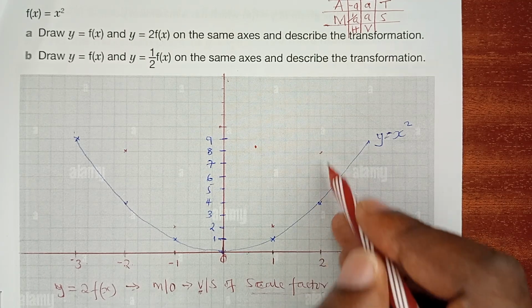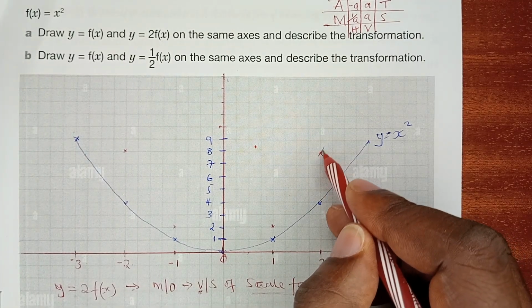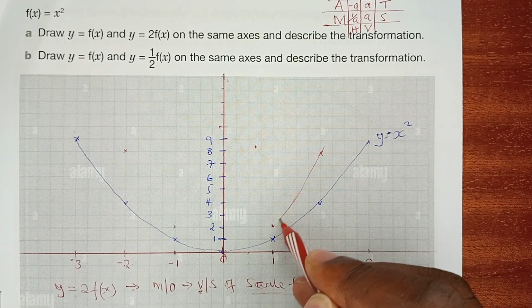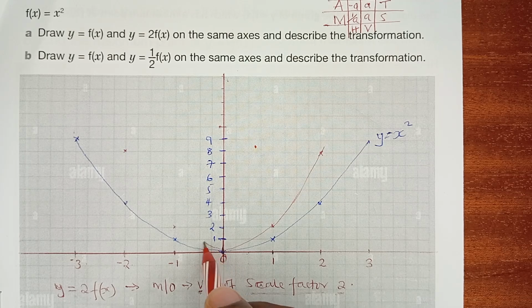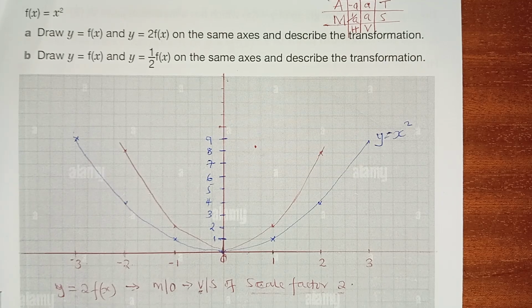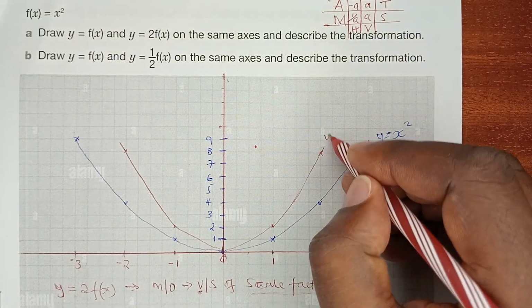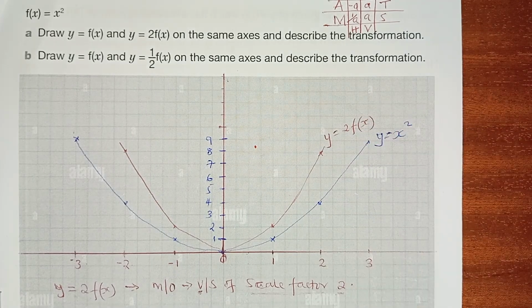It means now we have another graph that comes from far. It's connecting these new points. 0, 0 doesn't change. And you can see we have a graph that looks that way. And this is the graph of y is equal to 2f(x). So the transformation is a vertical stretch along the y-axis.